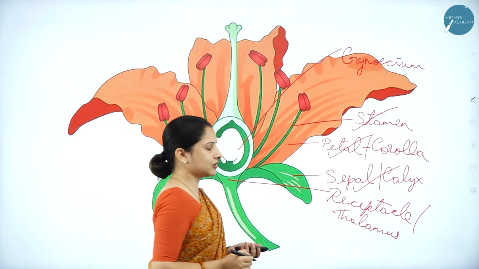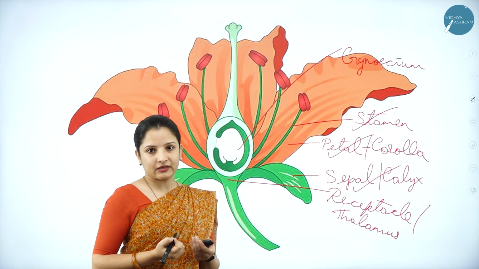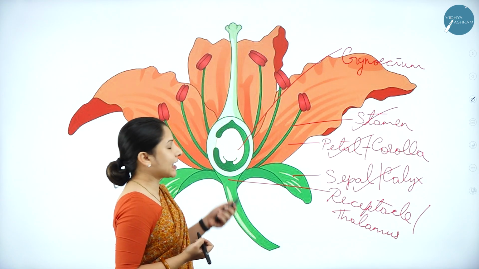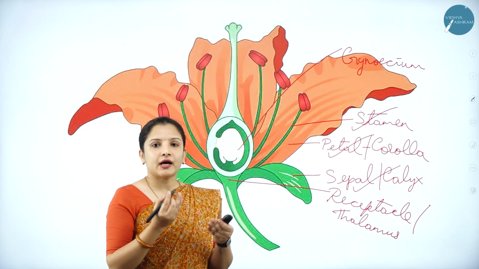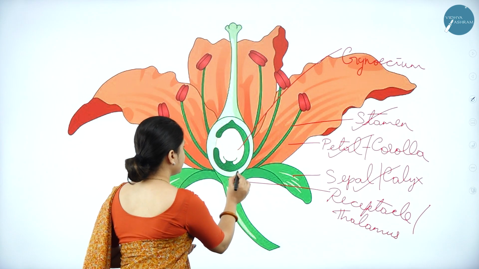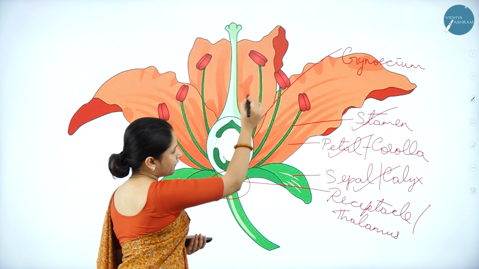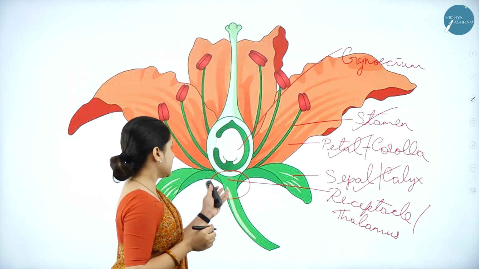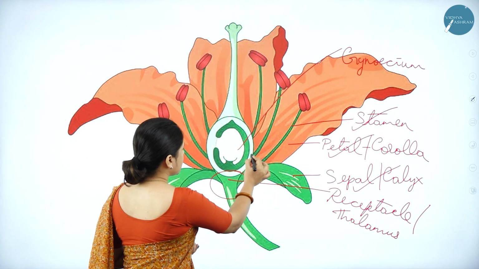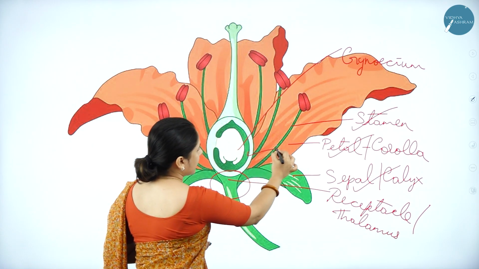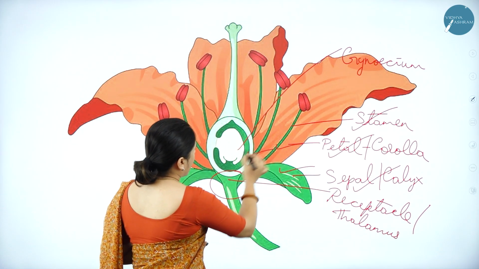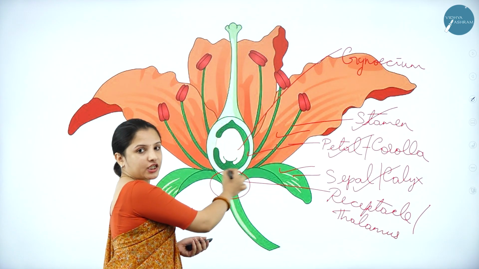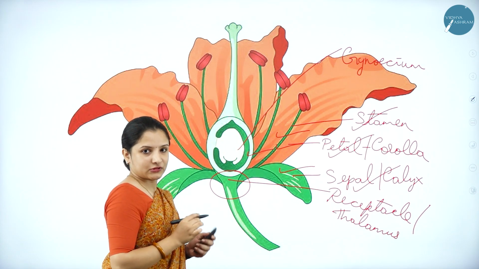So this receptacle is the term used nowadays, but earlier it was called the thalamus. This thalamus acts as a stage for the other parts of the flower. If you observe this region, all the other four parts of the flower are embedded on the thalamus. Be it the gynoecium, the anther, the sepal, or the petal, everything is placed on or arises from this particular region, which is the thalamus of the flower.